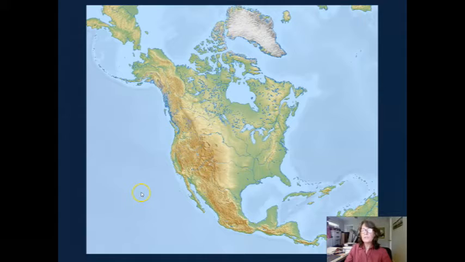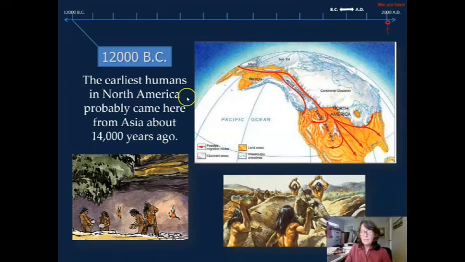So who lived here before those boundaries came to be? The earliest humans in North America probably came here from Asia about 14,000 years ago. Let's look at this timeline here. BC goes that way, AD goes that way. That's also called BCE. So this is like the year zero in terms of how we measure modern time. If you are a Christian, this is when Jesus was born.